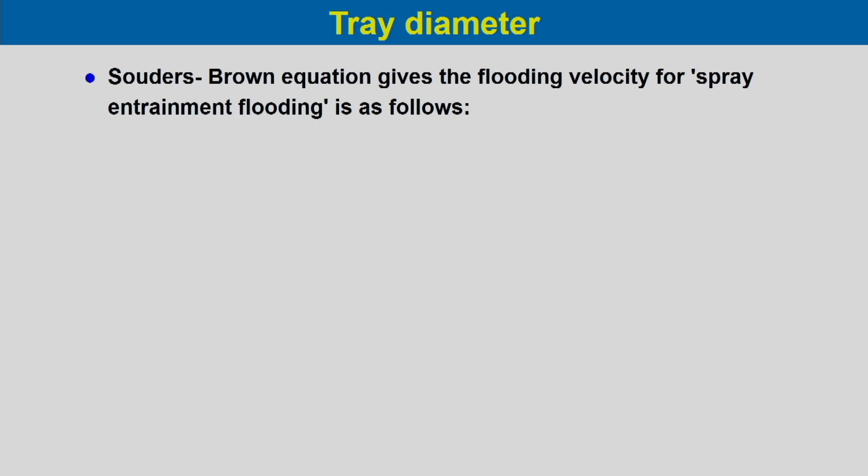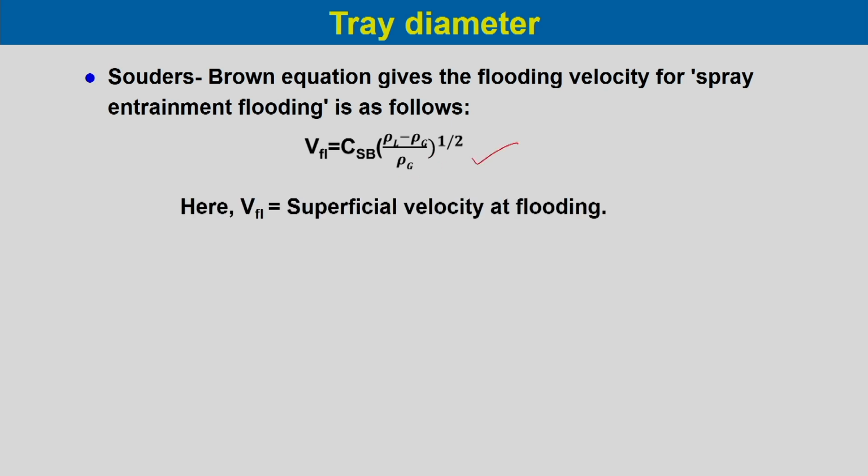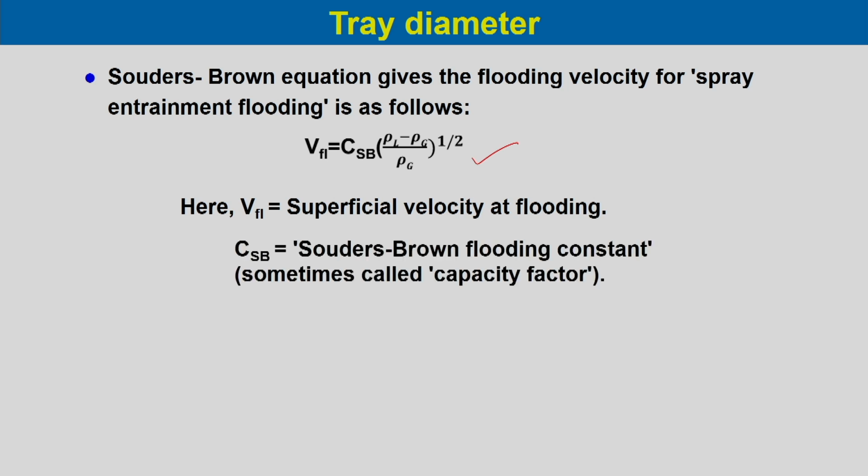The Schroeder-Brown equation gives the flooding velocity for spray entrainment flooding, and it is given as follows: VFL is equal to CSB times ((rho L minus rho G) divided by rho G) to the power half, where VFL is the superficial velocity at flooding and CSB is the Schroeder-Brown flooding constant, sometimes called the capacity factor, and rho L and rho G are the density of the liquid and the gas.